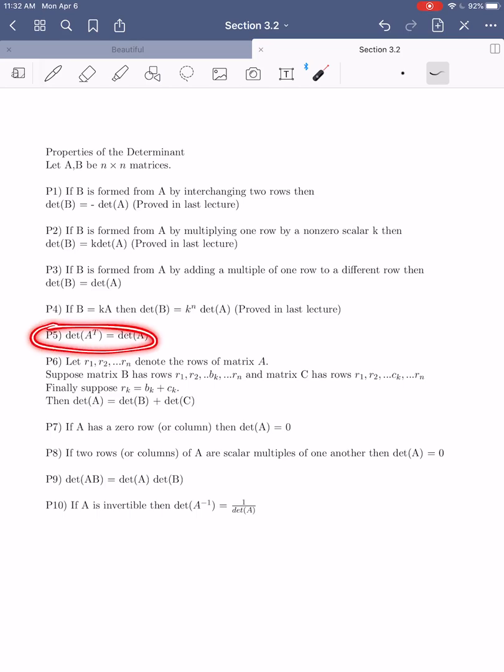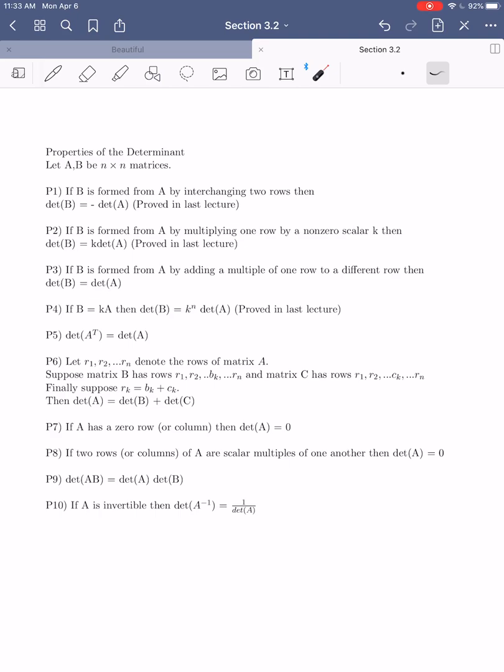But property 5 says that the determinant of the transpose is the determinant of the original matrix. So if you take the transpose of a matrix, it does not change the determinant. So that's property 5 there. Property 6 is maybe one of the weirdest ones. We don't actually end up using it very frequently, but we should state it.